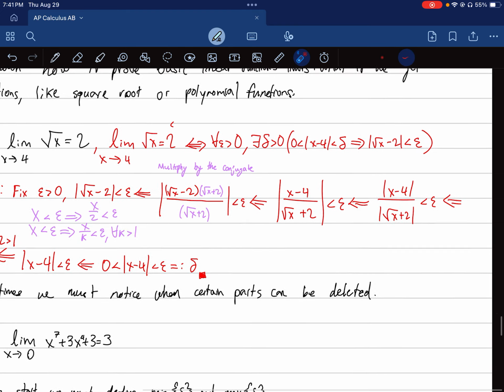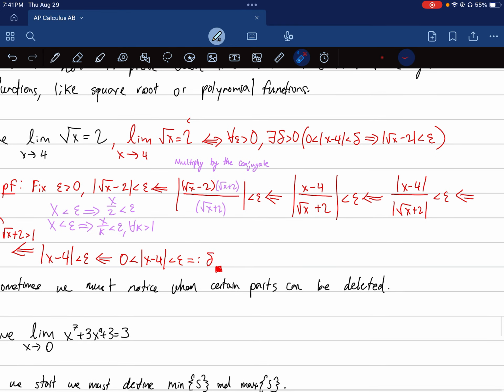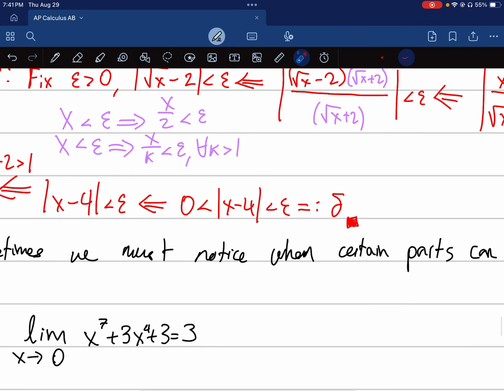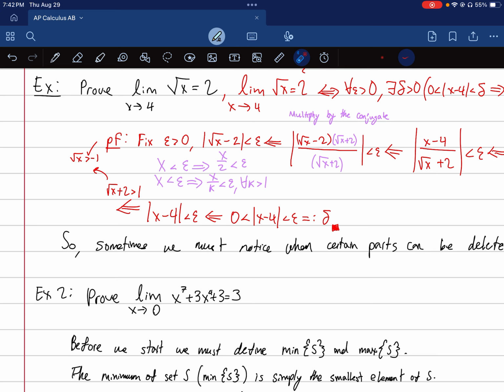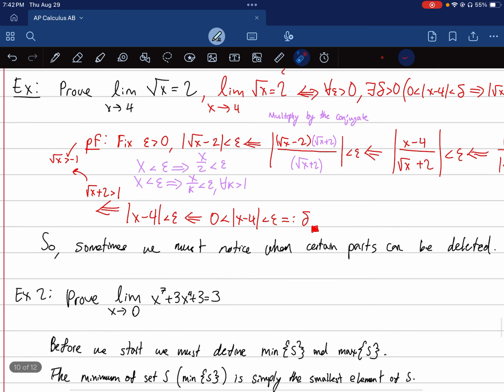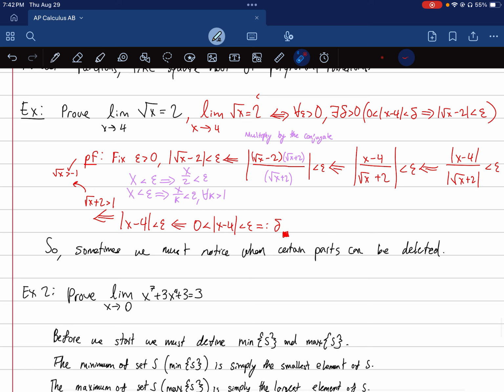Remember what we're looking for. Our target is to get the absolute value of x minus 4, which we have here. So our final step is just to say 0 is less than the absolute value of x minus 4, less than epsilon, and we can simply define or choose our delta to be epsilon now, and we're done. Sometimes we must notice when certain parts can just be omitted, deleted, whatever, right? In this case, the absolute value of x plus 2 is greater than 1, so we just ignore it.